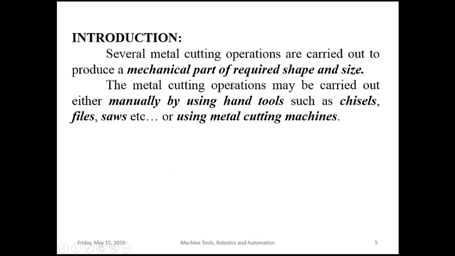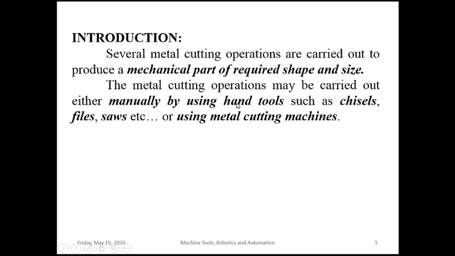And this metal cutting operation may be carried out either manually using hand tools such as chisels, files and saws, etc., or by using metal cutting machines. You can also call metal cutting operation a material removing operation. To get the required shape and required size, some of the material has to be removed. That is actually metal cutting operation. It can be done manually, or by making use of some machines.